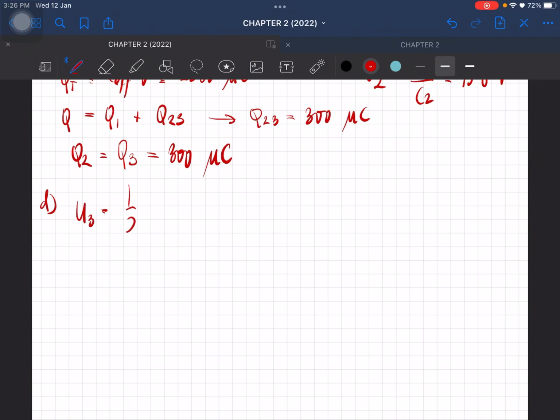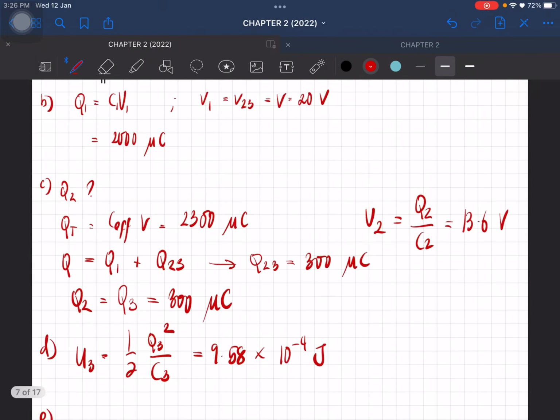U3 is equal to half Q3 square over C3. Okay, so all the values are given, we've calculated them, so just substitute, and you'll get 9.58 times 10 to the power of negative 4 joules.